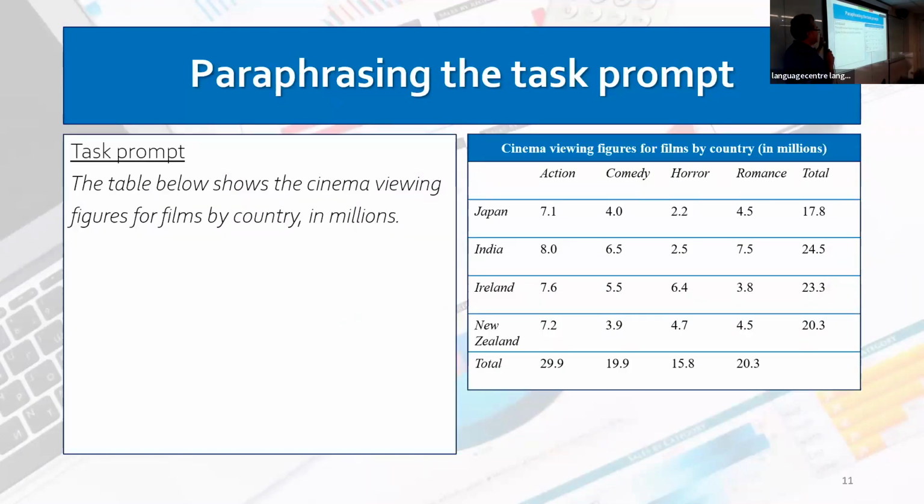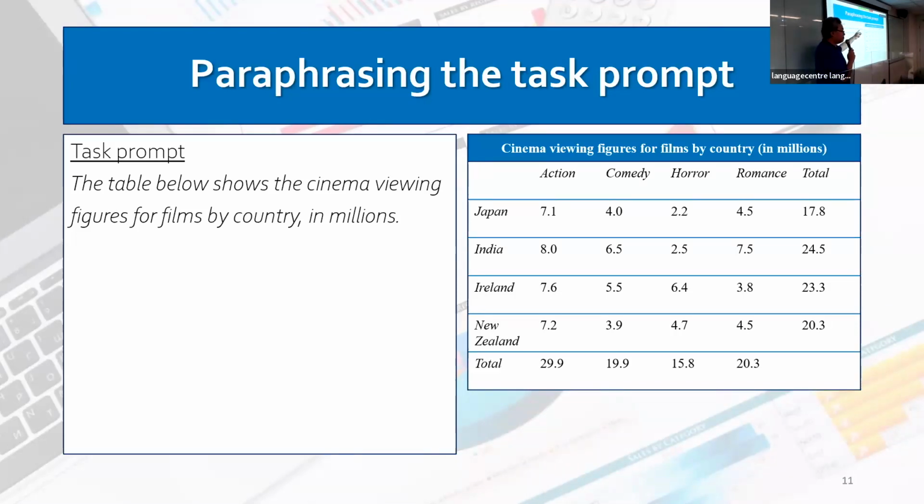Let me show you an example to help you understand how we can paraphrase the task prompt. Okay, have a look at this. The table below shows the cinema viewing figures for films by country in millions. Okay, so now the visual this time is a table, right? It's a table. And then you're given the task prompt telling you what the table is about.